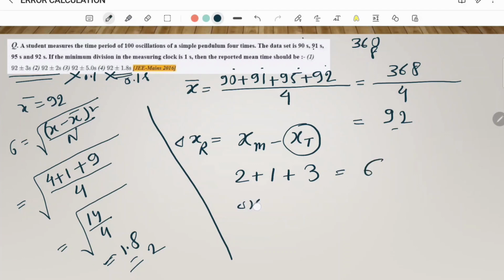If we are to take the mean error, it becomes 6 over 4 measurements. So this is 3 over 2 or 1.5, and if we approximate this, it again becomes 2 because the last digit is 5 and the digit before that is odd. So we will add 1 to it and it becomes 2. So this option is correct. This is our answer.